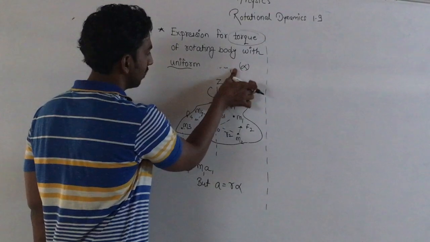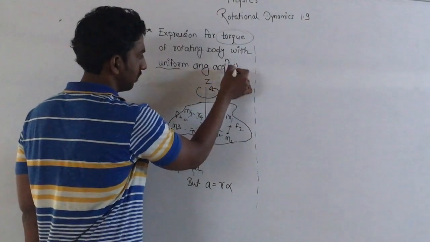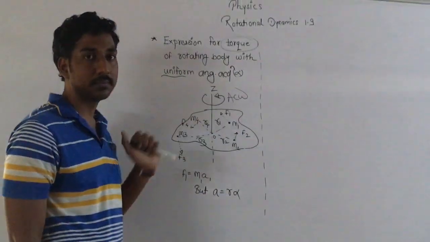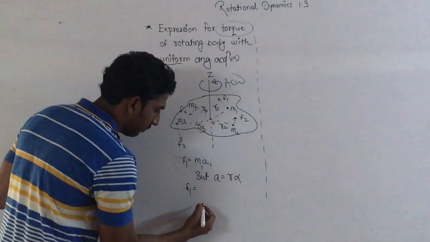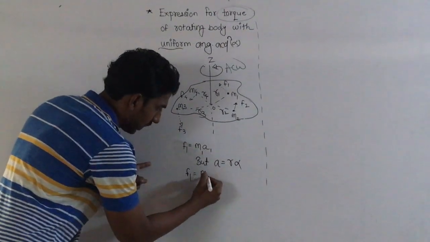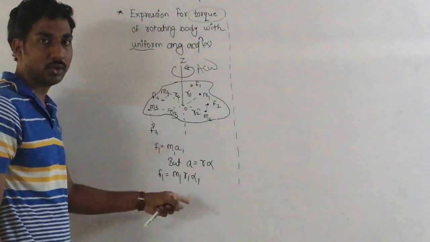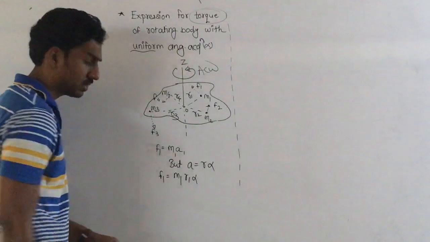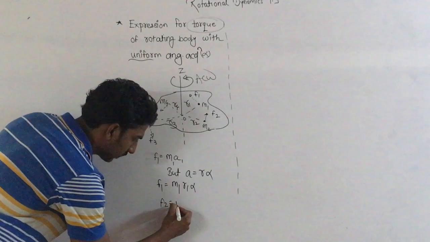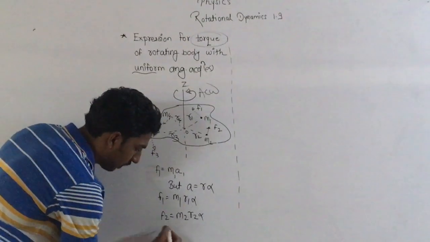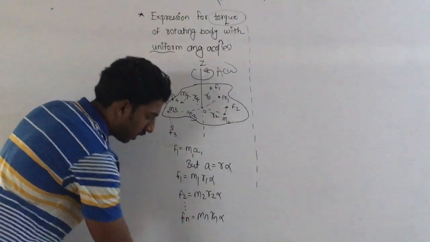uniform angular acceleration. It is denoted by alpha. So I will just put the value: F1 will be equal to M1 R1 alpha. But again alpha is constant, so there is no need to mention the 1 and 2 suffix. Just M1 R1 alpha. Similarly F2 will be M2 R2 alpha, and similarly for Fn it will be Mn Rn alpha.